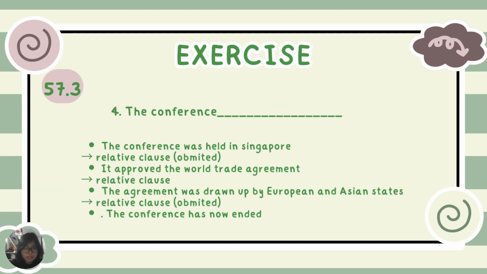And the next sentence is the conference. We have four pieces of information about the conference, and the main information is the conference has now ended. With the information that the conference was held in Singapore, we will use a participle clause here. We will omit words, and it will turn into the conference held in Singapore. It avoids the word trade agreement.